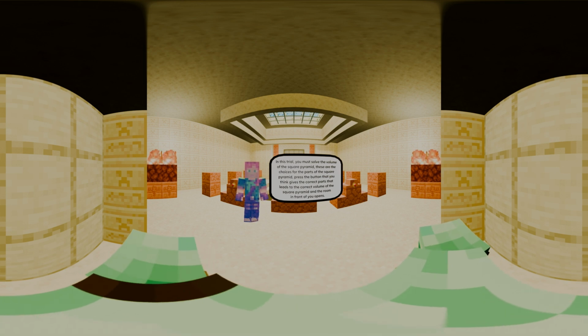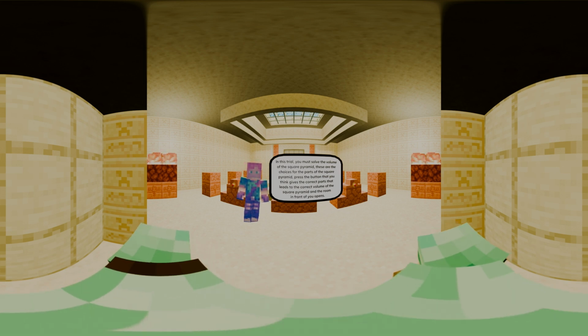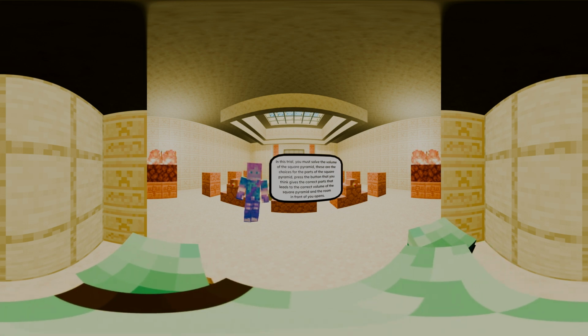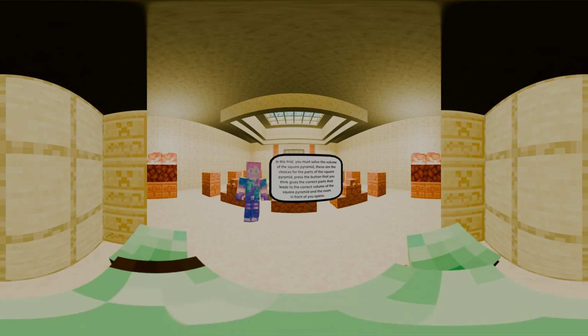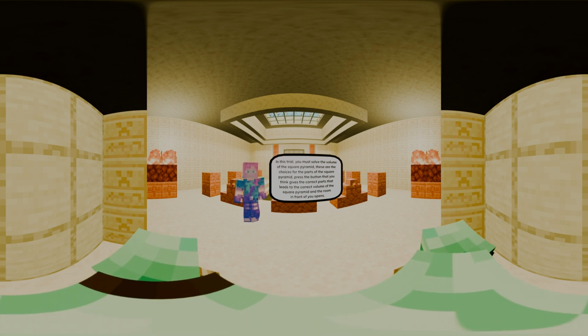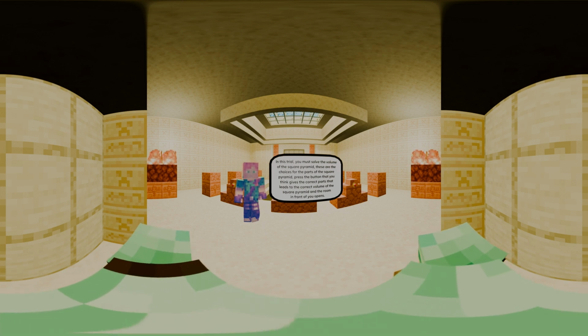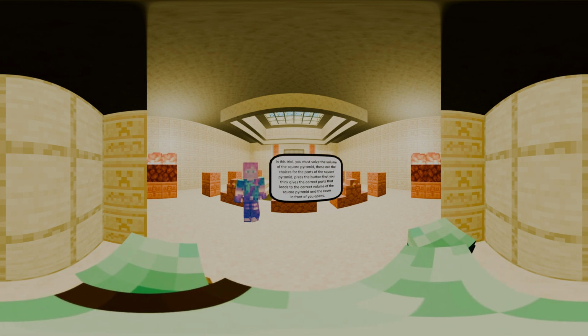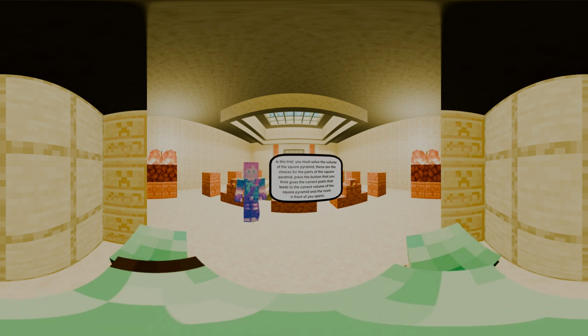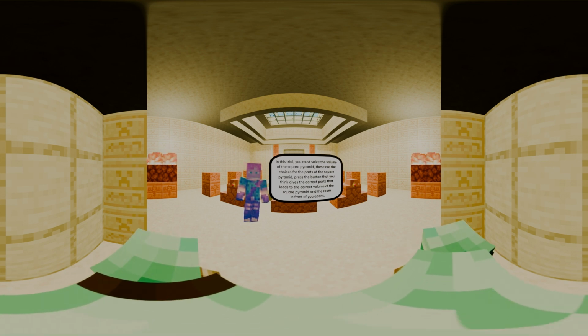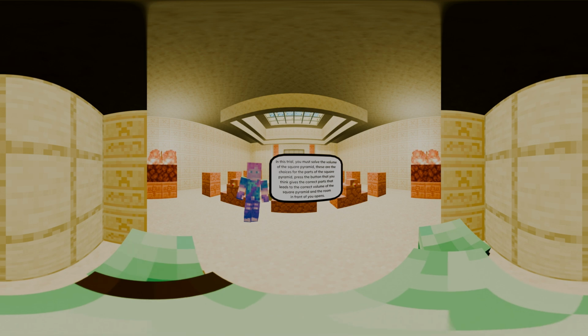In this trial, you must solve the volume of the square pyramid. These are the choices for the parts of the square pyramid. Press the button that you think gives the correct parts that leads to the correct volume of the square pyramid, and the room in front of you opens.